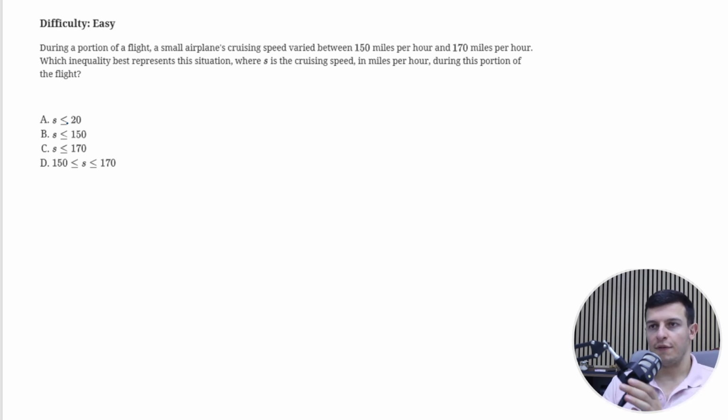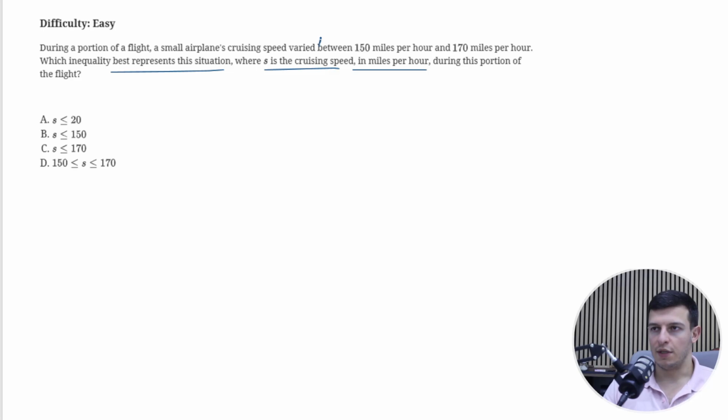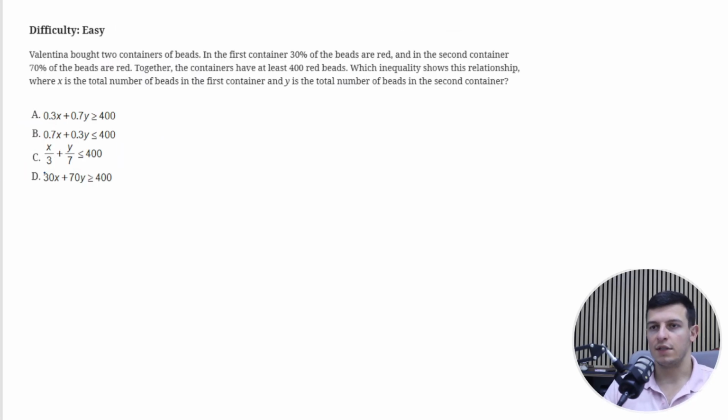During a portion of a flight, a small airplane's cruising speed varied between 150 miles per hour and 170. Which inequality best represents the situation where S is cruising speed in miles per hour during the portion of flight? So, between is a good keyword here, between 150 and 170. This is less than 20, doesn't even make sense. Less than 150 doesn't make sense. Less than 170 does make sense, but it forgets that it also needs to be greater than 150. So D is going to be our answer because S is between 150 and 170.